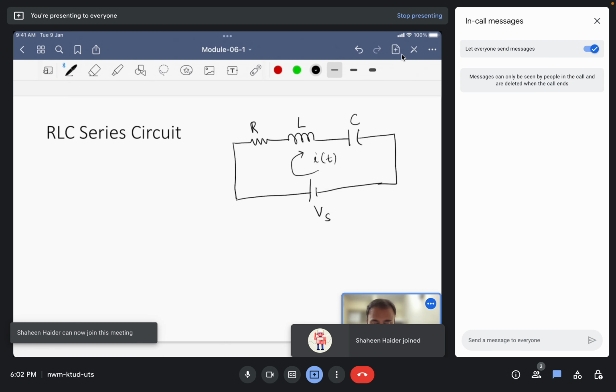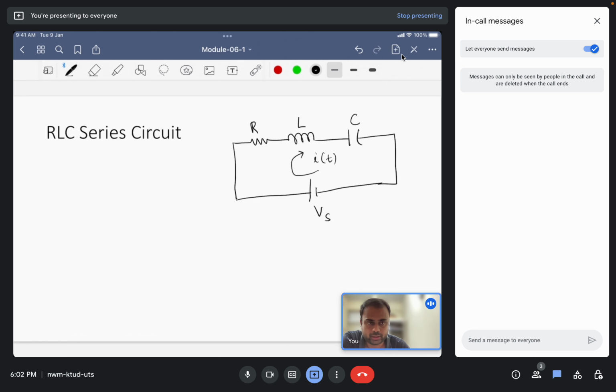In the RLC series circuit, we write the voltage drop across each component, and the total voltage drop should be equal to the supply voltage. So Vs equals the current i(t) multiplied by R, the potential drop across the resistor, plus the potential drop across the inductor, L di/dt, plus, in the case of the capacitor, the integral form, 1 upon C times the integral of i(t) dt. This is a simple relation we get from KVL.